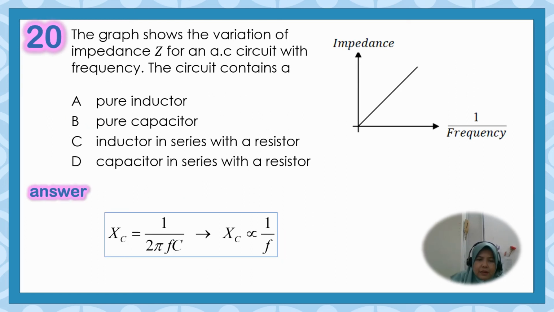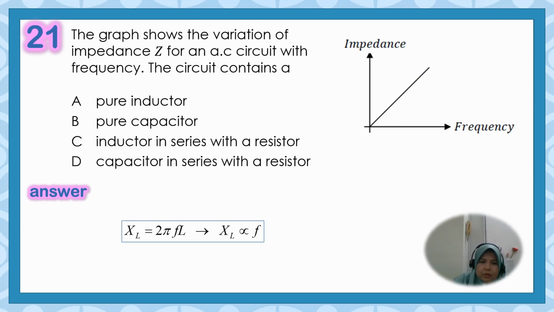And for question number 20, the graph shows the variation of impedance Z for an AC circuit with frequency. The circuit contains a, so if you refer to this graph, it is a straight line graph, and impedance is directly proportional to 1 over F. Impedance directly proportional to 1 over F is for the pure capacitor circuit. Because of that, the answer is B.